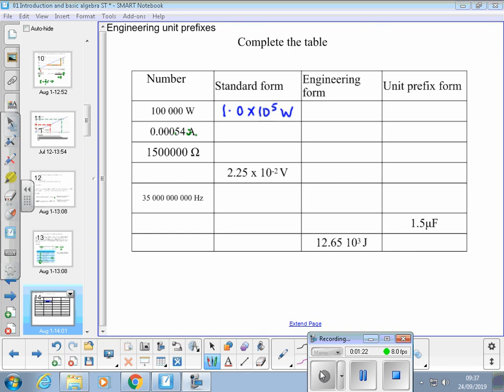Engineering form. Where have we got to go to have between 1 and 3 digits? To the left, we've got to go there. So we're 100 times 10 to the 3. Again, units still stay as watts. And 10 to the 3 is the multiple kilo. So it's 100 kilowatts.